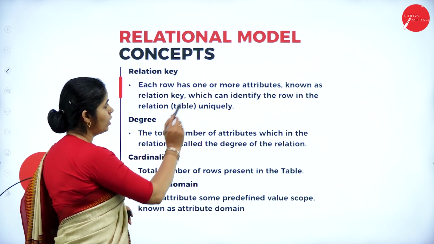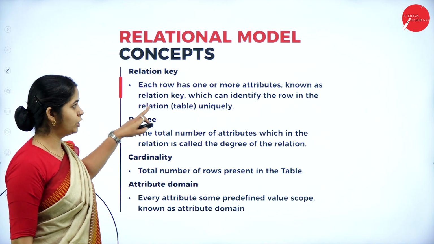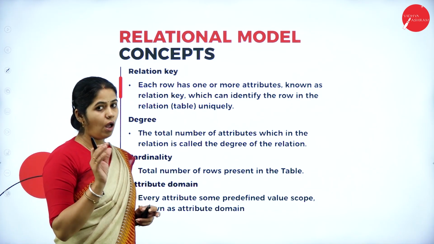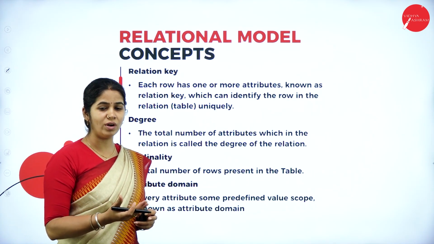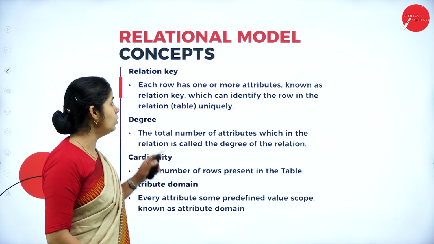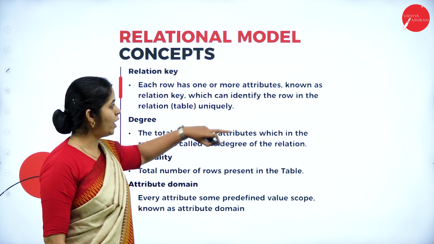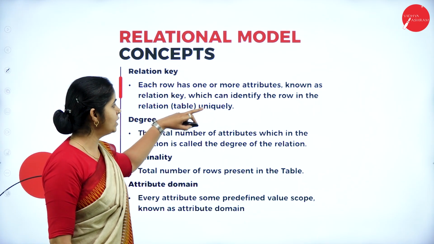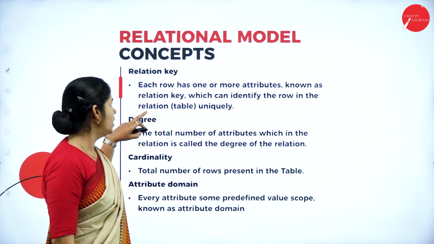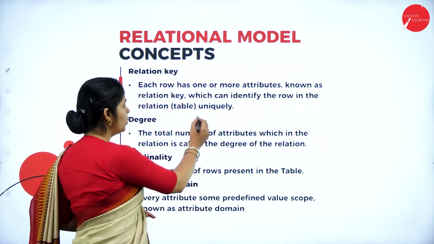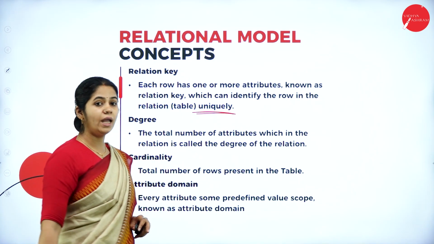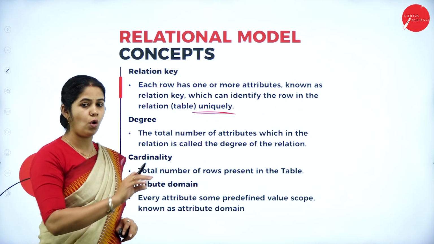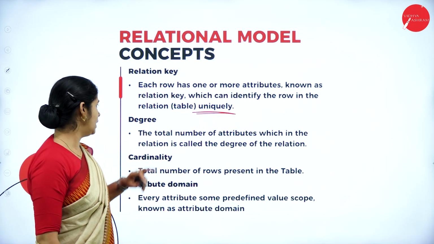Next, what we have is the relation key. Each row has one or more attributes known as the relation key. We already know what a key is. A key is a unique value. Each relation has one or more attributes known as a relation key, which can identify the row in the relation uniquely, that is, the complete row or the complete record.